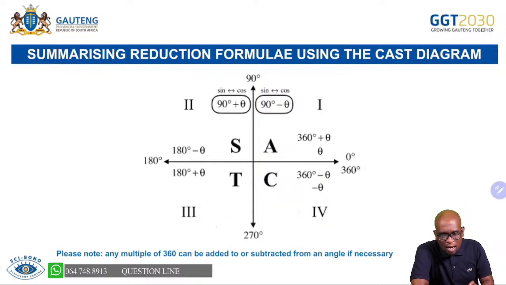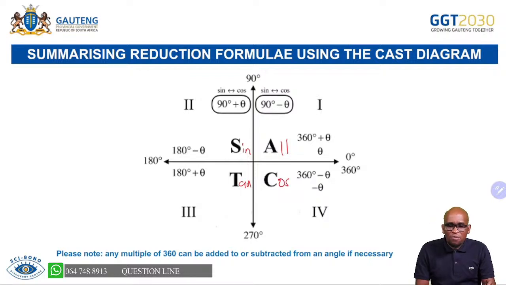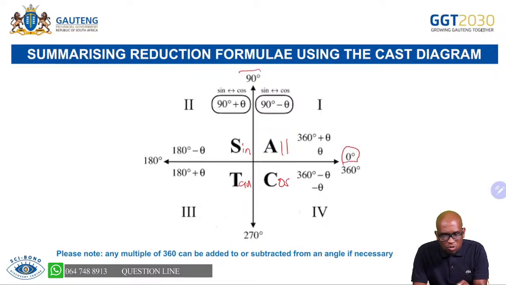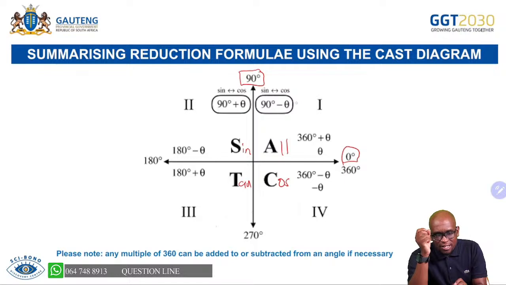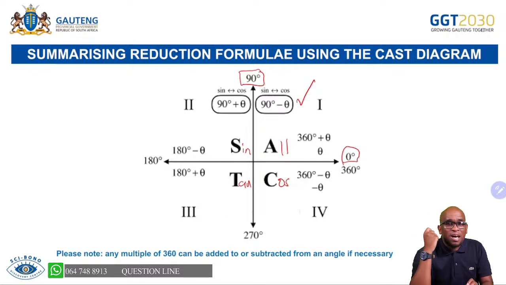Now, if you check our CAST diagram, you can see that all the trig ratios are positive in the first quadrant. In the second quadrant, only sine is positive. In the third quadrant, only tan is positive. In the fourth quadrant, only cosine is positive. Now, if you check here, it's from 0 to 90. So the angles that are in the first quadrant are actually less than 90. That is why the instruction here is 90 minus theta, because we are talking about angles that are less than 90.